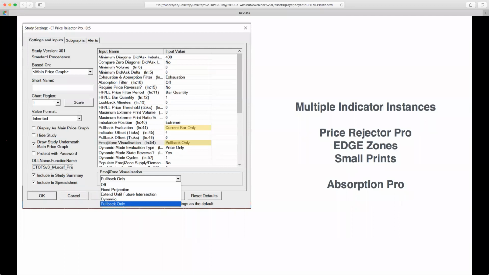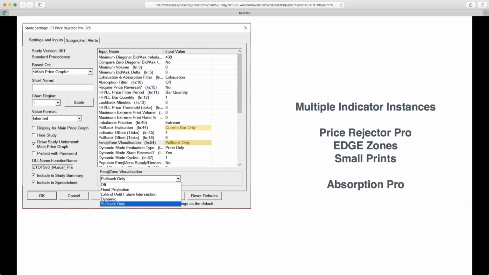We covered small prints in quite some detail last week as well. Small prints generally are going to be an indication of aggression through lack of volume. So you're looking for aggression in your planned direction of trading. And for those indicators, the pullback parameters really are aligned to how you would configure the indicators for analyzing the main candlestick. We also make advanced pullback analysis available in Absorption Pro.